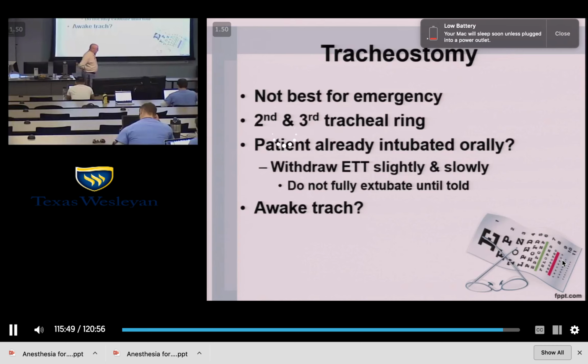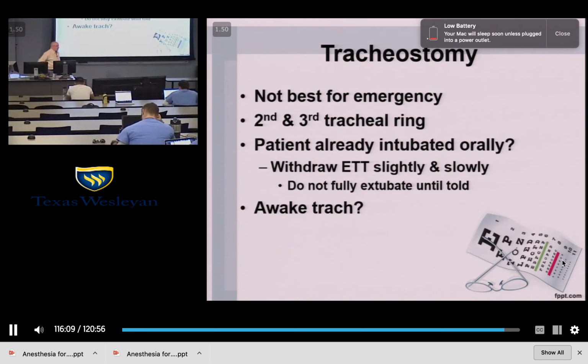The documentation was really conflicting. A trach is not really the best for an emergency because it can be harder to find the trachea and harder to enter the trachea. Typically, a trach is done between the second and third tracheal ring. Remember that we don't go between the cricoid cartilage and the first tracheal ring because of the risk of fracture in the cricoid cartilage.